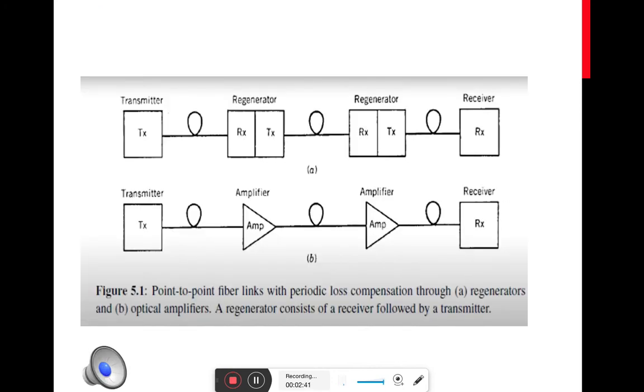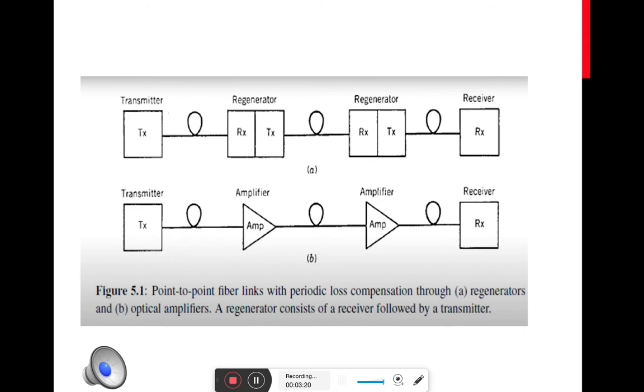So from the figure you can see the two types of process that are being used for compensating the losses. One is with the use of regenerator, the other one is the use of amplifier. As I already mentioned, the regenerator is a receiver transmitter pair. Whenever we are receiving an optical signal from the transmitter to the regenerator, the receiver in the regenerator converts this optical signal into electric signal, and this electric signal is then converted back to optical signal by the transmitter. So what we are doing with this regenerator is that we are repeating the signal, thereby compensating the losses or the fading of the signal that can takes place.